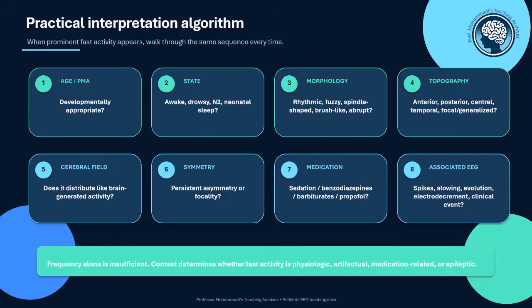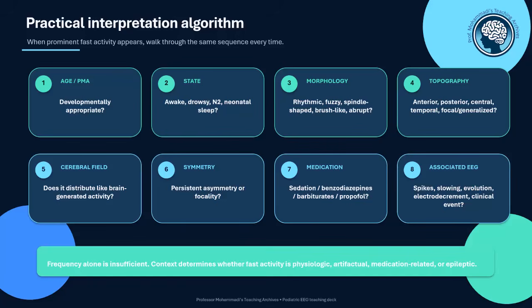Seventh, review medication and sedation exposure, particularly benzodiazepines, barbiturates, and propofol. Finally, look at the rest of the EEG. Are there spikes, focal or generalized slowing, electrodecrement evolution, or a clinical event? The major take-home message is that frequency alone is insufficient. Context determines whether fast activity is physiological, artifactual, medication-related, or epileptic.